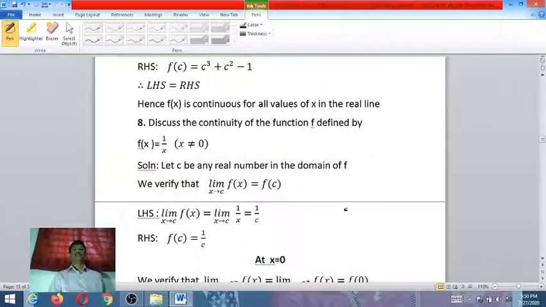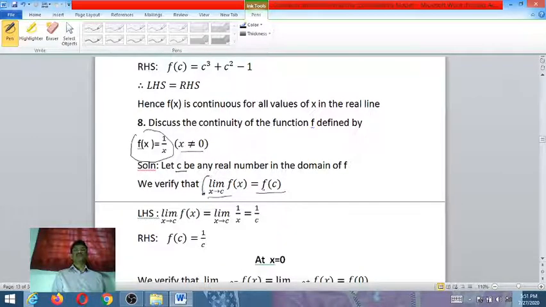Now look at that, one more problem is given here. Discuss the continuity of the function f defined by f of x equals 1 by x, where x is not equal to 0. Why x not equal to 0? Because it becomes 1 by 0, and 1 by 0 is not defined. Similarly, we take c to be any real number in the domain of f. We verify that the limit of f of x as x tends to c equals f of c.